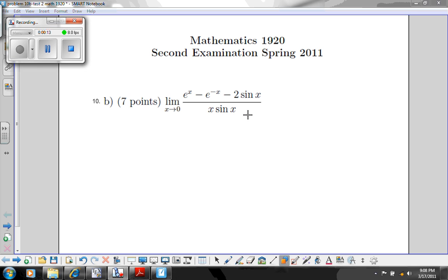So first thing we want to do is substitute x equals 0 in this problem so that we can make sure that we get 0 over 0, because if you don't get 0 over 0, you shouldn't be using L'Hopital's rule.